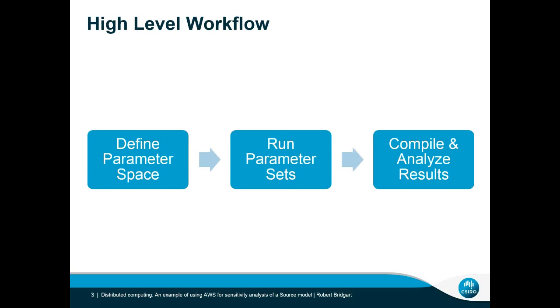A high-level overview of the steps involved in the sensitivity analysis. Step 1 was to define the parameter space. That's basically coming up with those 20,000 parameter sets. Step 2 was to run those through Source, which is the main point of the talk. And gathering together and analysing the results of those runs is a post-processing step, which I'll also not be covering.